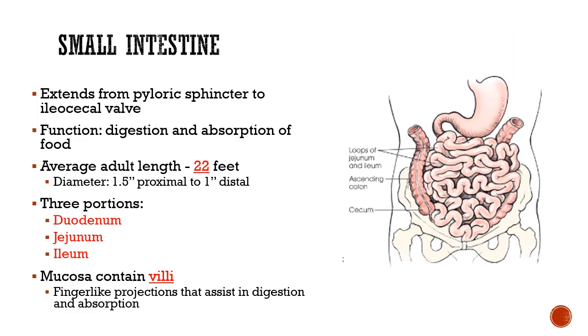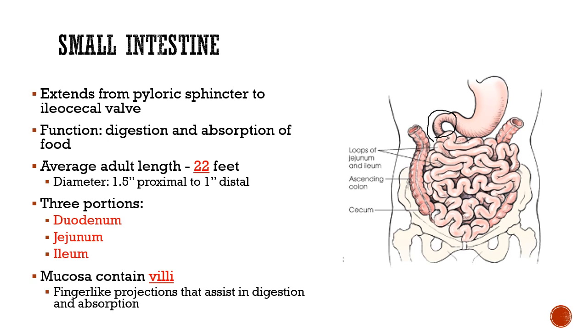The small intestine extends from the pyloric sphincter to the ileocecal valve. The function is digestion and absorption of food. The average length of the adult small intestine is 22 feet. Its diameter begins with the duodenum at about 1.5 inches, with the remainder being about 1 inch in diameter.